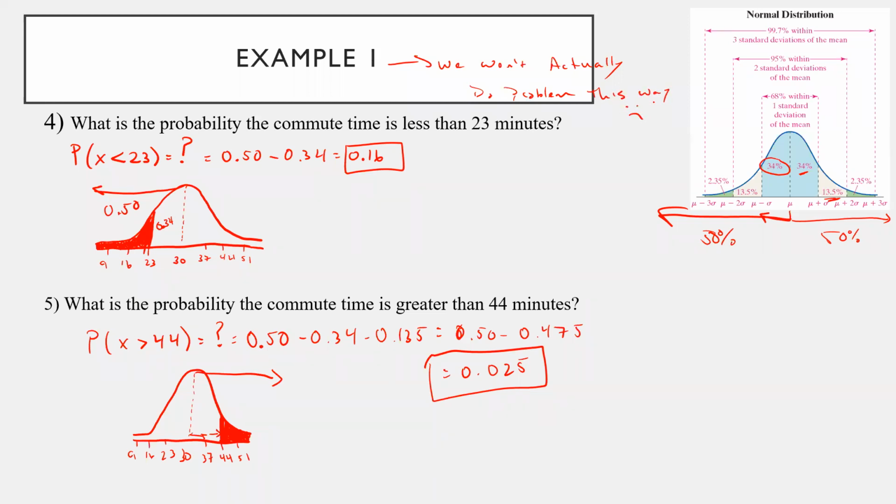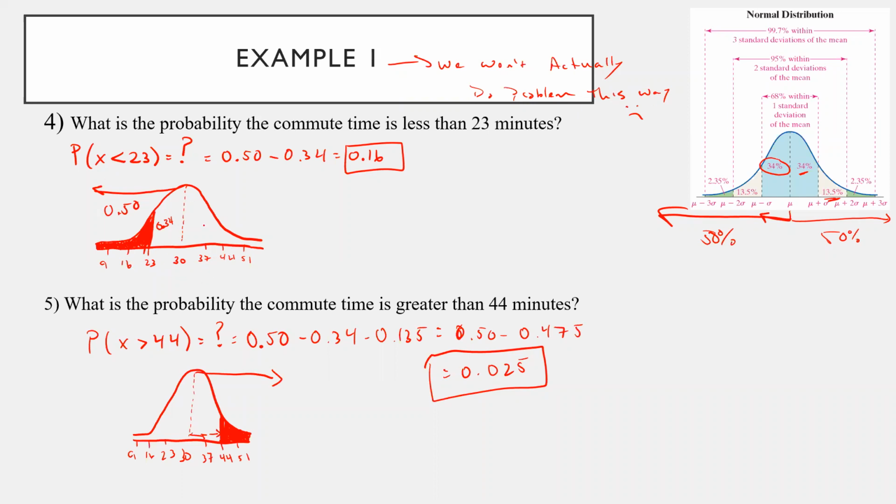Okay, there's going to be a different way. And the reason we won't do problems this way is, what if I asked you this question? What is the probability that the commute time is less than 33 minutes? Does 33 minutes show up anywhere on there? Is there a 30? So there's no way to do it if I asked you that problem, because there's no 33 on the chart here on the number line.